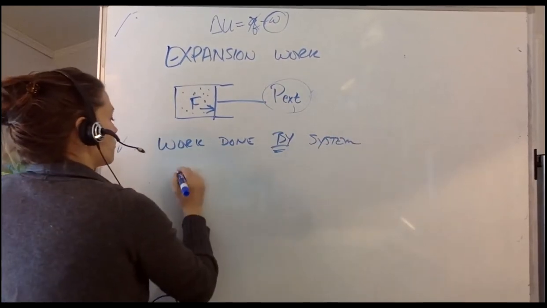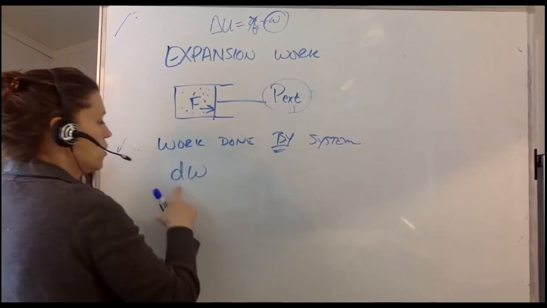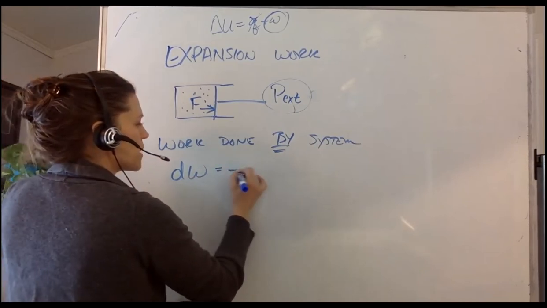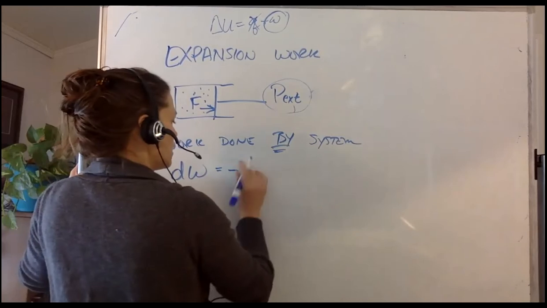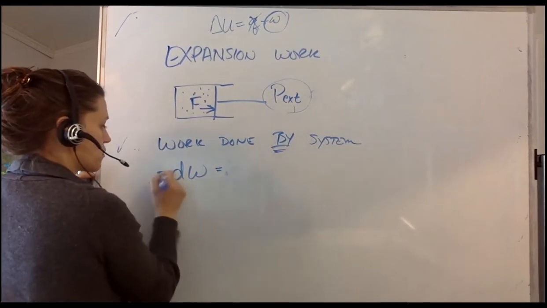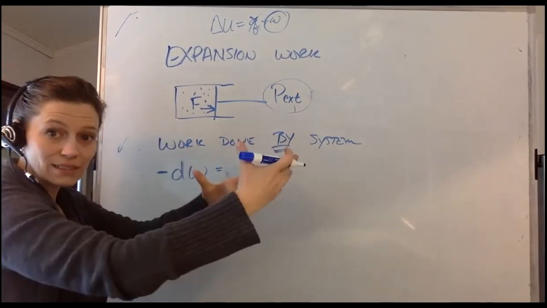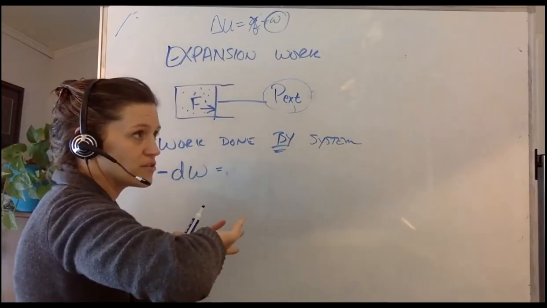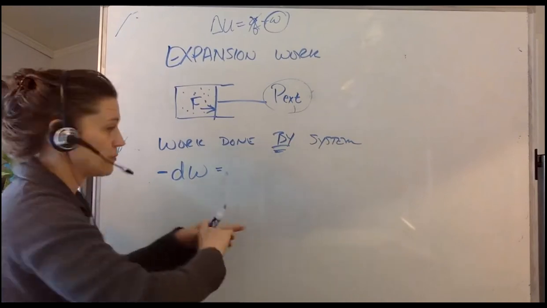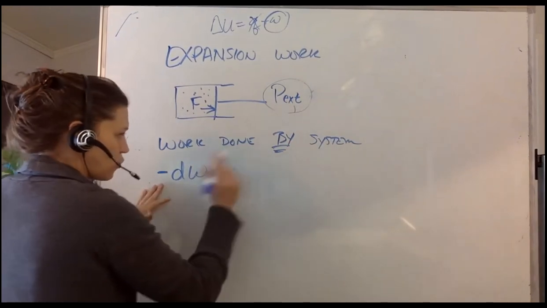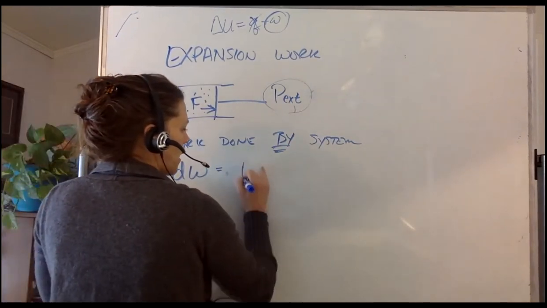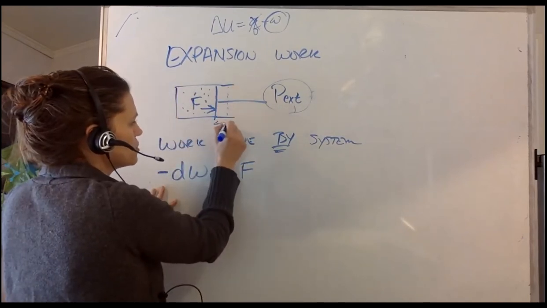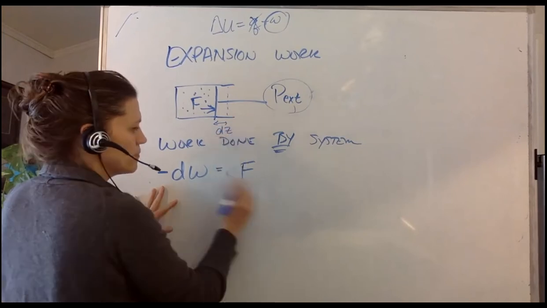Okay, so the change in work is equal to force times a distance. And it's done by the system, which means the work is being expended, and so it's losing that energy. So it's minus the change in work is equal to F, and I'm going to say that this small amount of change is a dz.